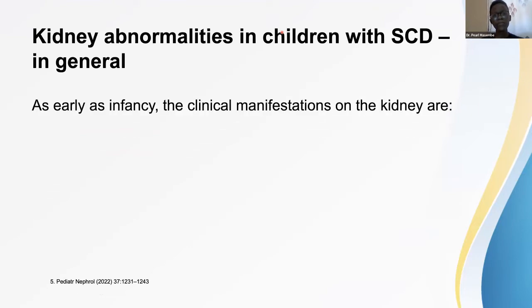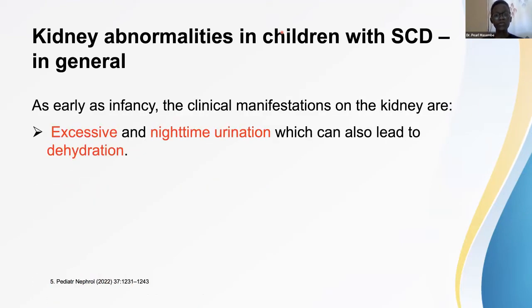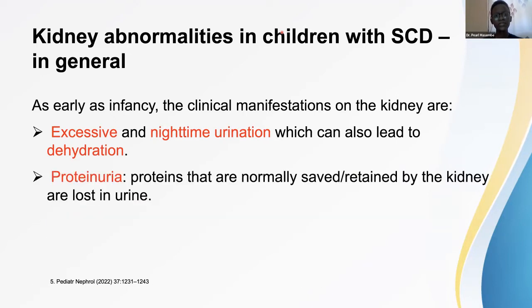The kidney abnormalities, or the kidney problems, in children with sickle cell disease in general. As early as infancy, especially around 4 years old, the children start showing some clinical manifestations in their kidney. The first manifestation a parent can notice is excessive daytime and nighttime urination. This can lead to the dehydration problem that I mentioned earlier.